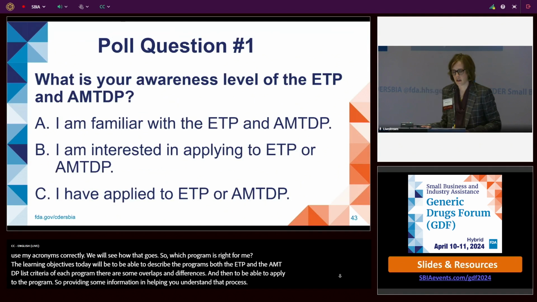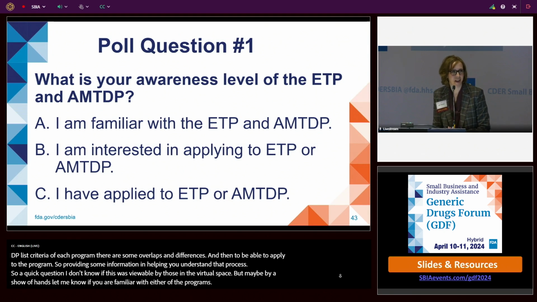So a quick poll question. I don't know that this was viewable by those in the virtual space, but maybe by a show of hands, let me know if you're familiar with either of the programs. Raise your hand. Okay, seeing a couple hands go up, that's great. So we're probably gonna lose hands as we go here.